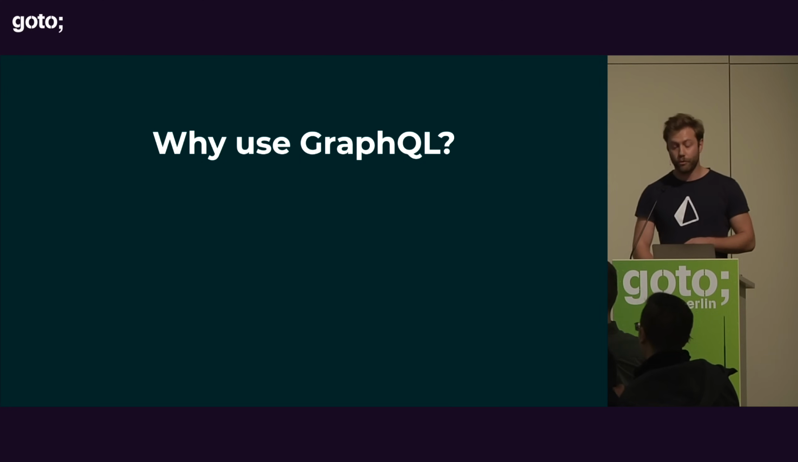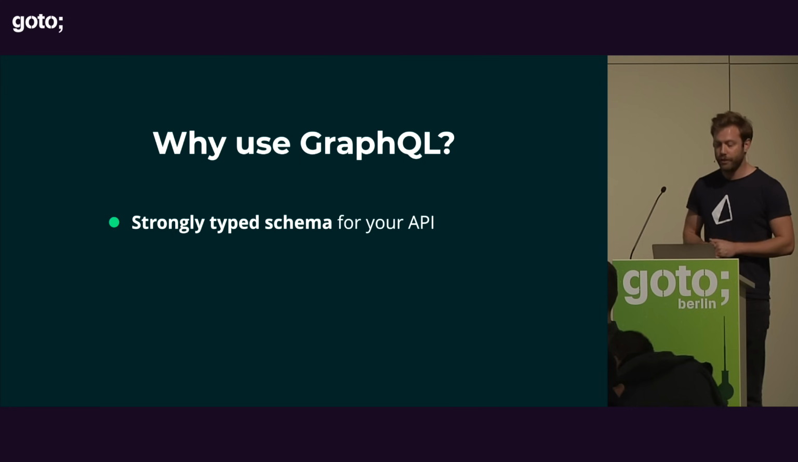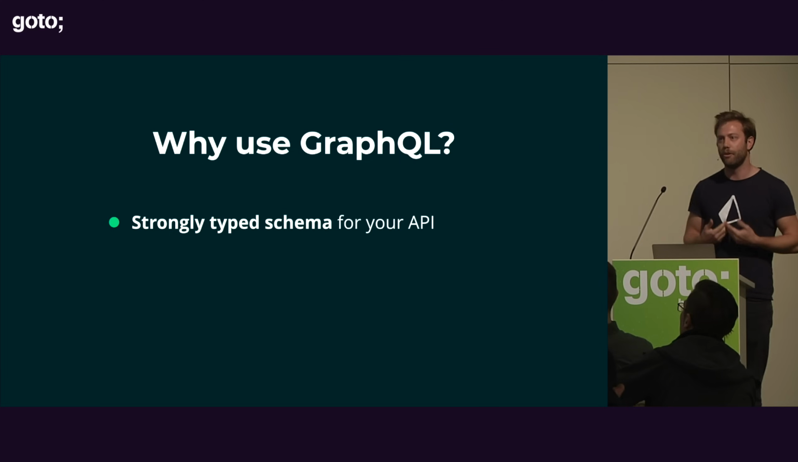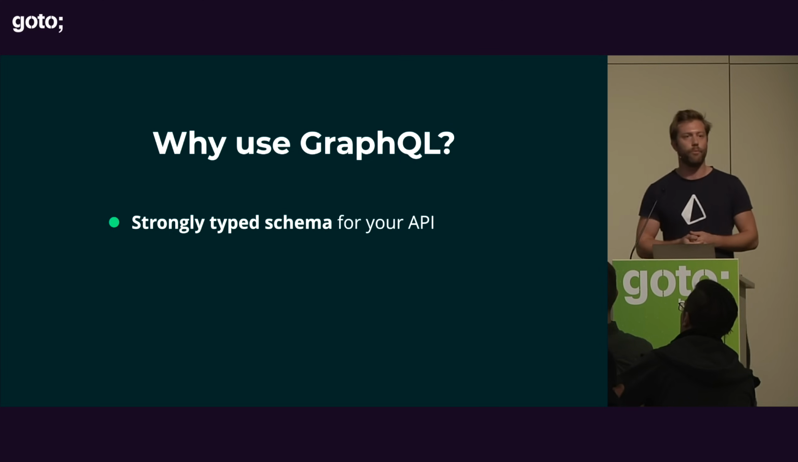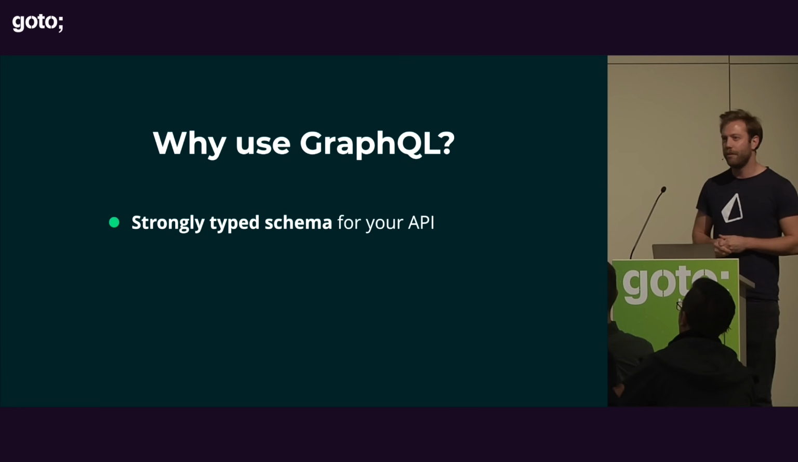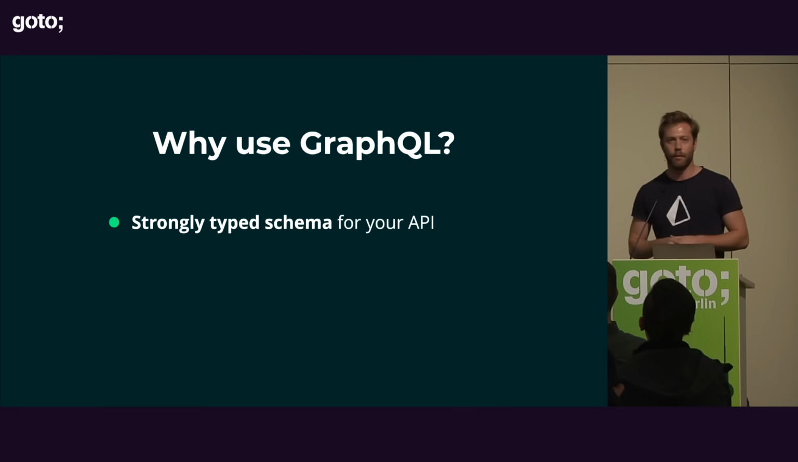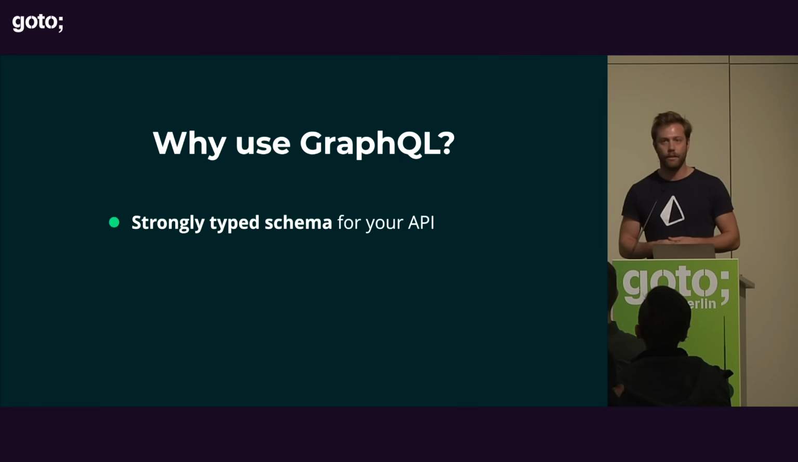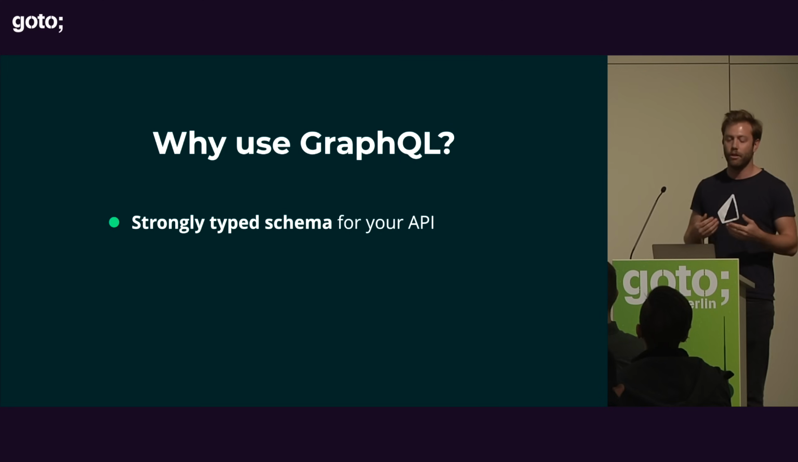Why would you want to use GraphQL? First and foremost, it has a strongly typed schema for your API, and that's my personal favorite. Maybe you've worked with REST APIs in the past, and you've used a tool like Swagger or what's called today, I think, OpenAPI, and there you get kind of similar benefits, but GraphQL has its own schema definition language that we'll also see later on, which you use to declare the schema.